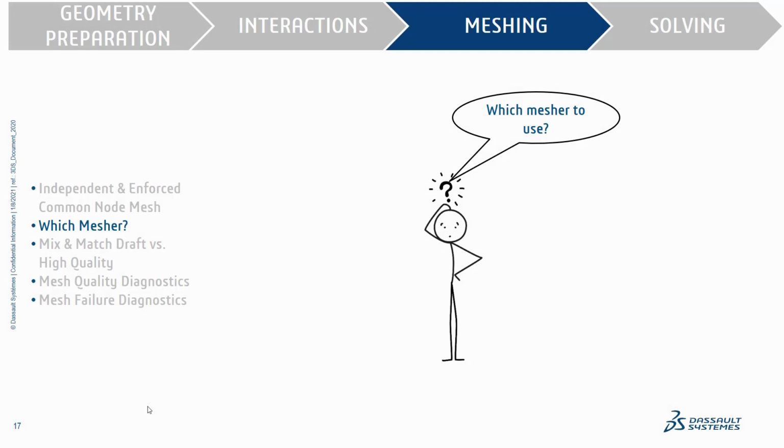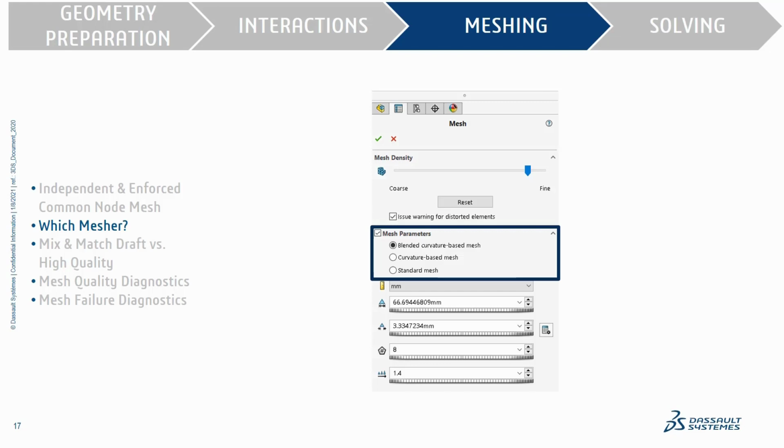Next, let's talk about which mesh to use. I am amazed to learn that some users don't realize we have 3 meshes. So the obvious question is when to use which. The software defaults to the standard mesh, but honestly, you probably want to use blended curvature-based mesh, also called BCB, and to a lesser extent, the curvature-based mesh, also called CB.